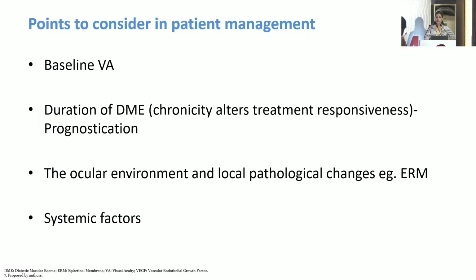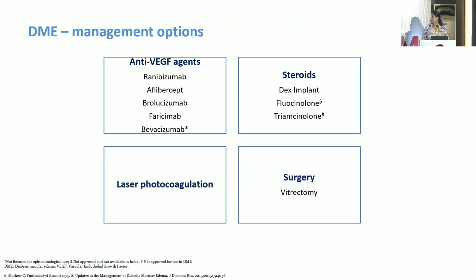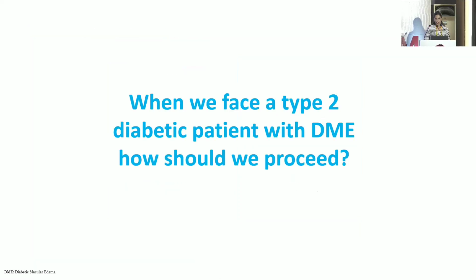Points to consider in patient management are the baseline visual acuity and duration of DME, because chronicity will affect its responsiveness and will help us in prognostication. Also the ocular environment and local pathological changes like ERM, and systemic factors. Management options, as we all know, are anti-VEGF, steroids, laser, as well as vitrectomy.